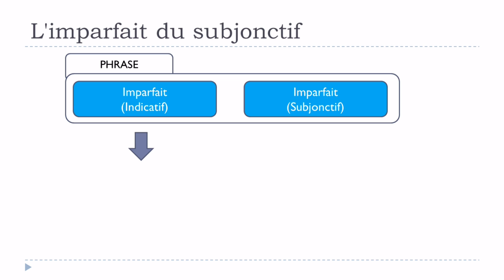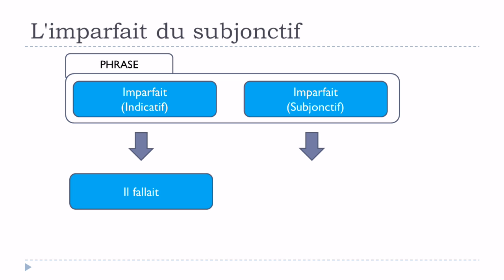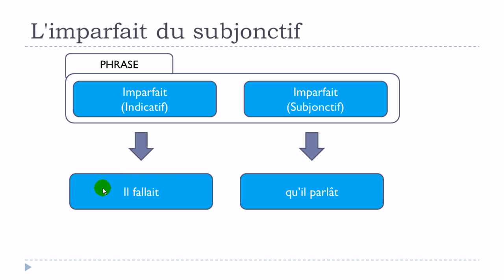Let's give an example now. Il fallait qu'il parlât. Okay, so you can see that in this first part here, you've got il fallait, so it's imparfait de l'indicatif, and then normally you should put in this subordonnée qu'il parlât, and in that case you've got l'imparfait du subjonctif. Okay?